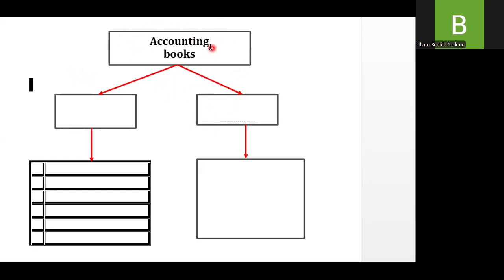Right. So in accounting, we record transactions to provide useful information to the stakeholders, which is the objective of accounting. We must record the transactions. So that is an important step in accounting, recording transactions. So where do we record transactions? In accounting books.